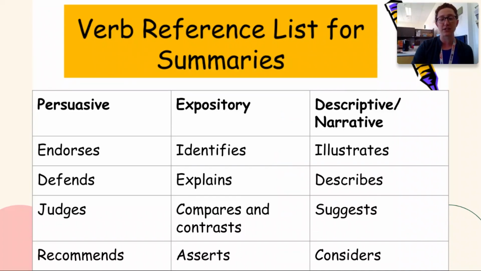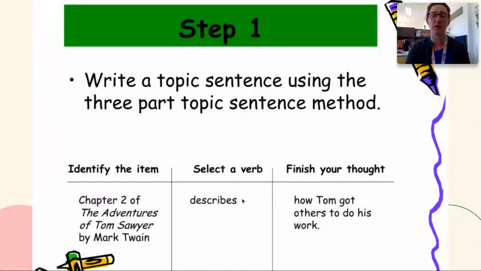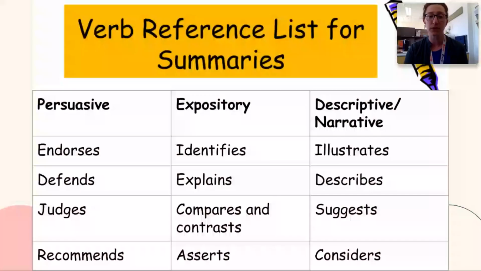So the verb reference, this is the hardest part of creating that topic sentence, is identifying what verb to put in there. Based off of the type of article or text that you are reading, you will select a verb that describes the purpose of that text. So persuasive articles that are trying to get you to think a certain way might have verbs such as this article endorses, or this article defends the idea of, or this article recommends.